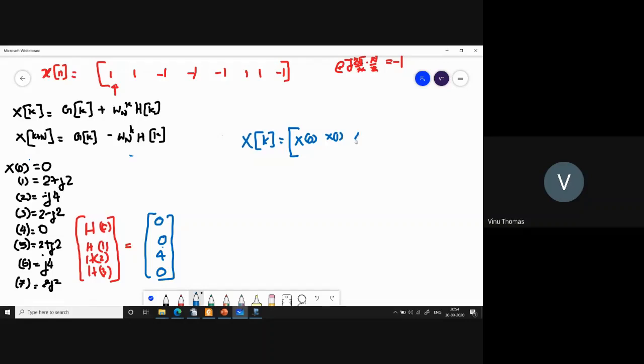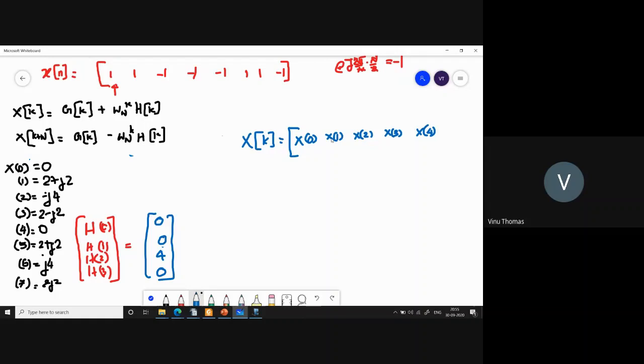For this particular case, I will write X of 2, X of 3, X of 4. So even without computing the DFT, even without writing the DFT expression, you will be able to write down what is X of 0 and X of 4 for any sequence. X of 0 would be the sum of all the samples. X of 4 would be first sample minus second sample plus third sample minus fourth sample, etc.